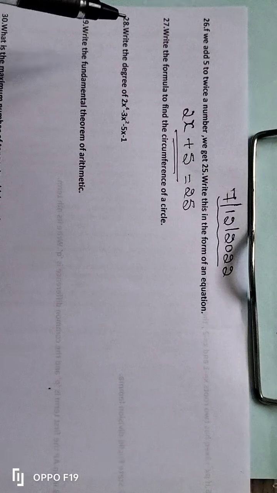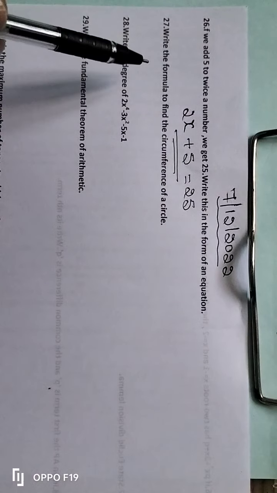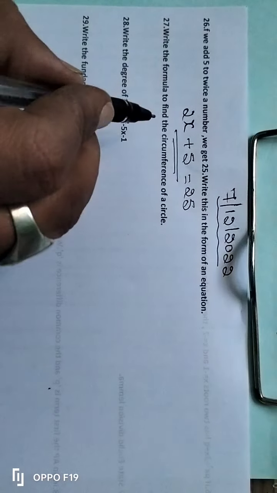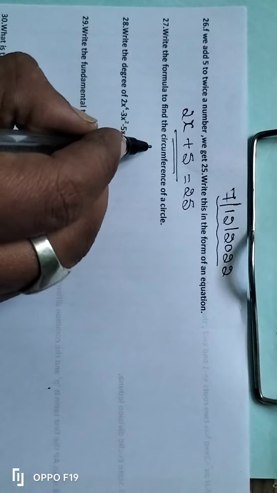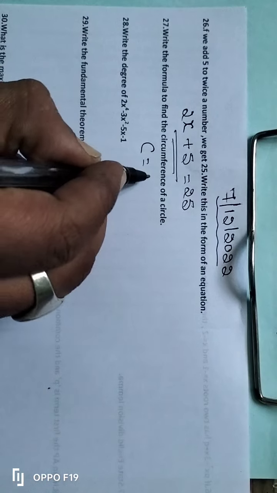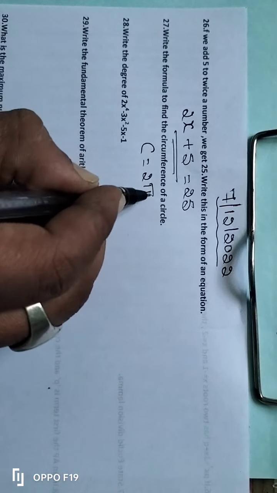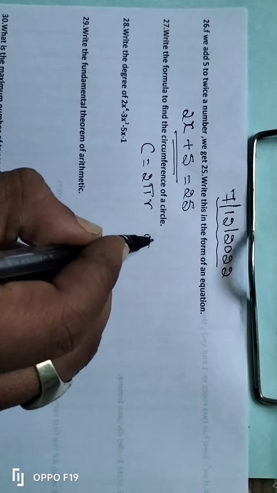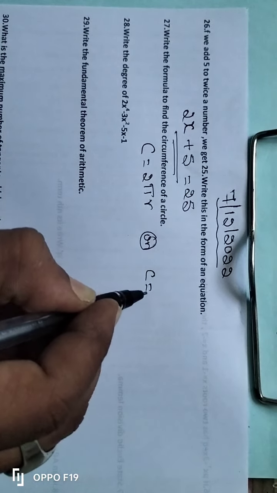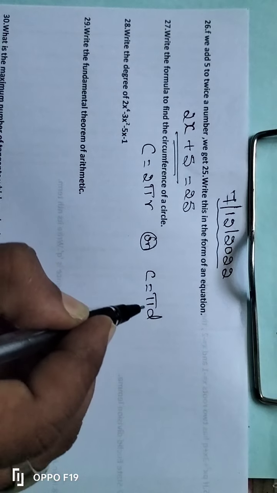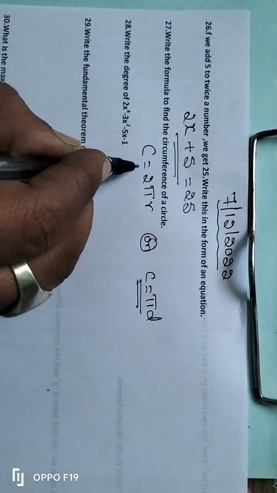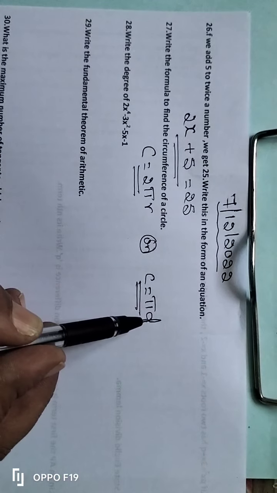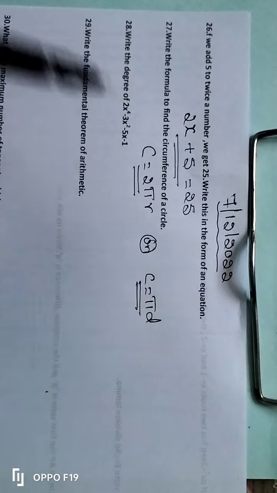Then 27th question. Write the formula to find the circumference of a circle. To find the circumference of a circle, we have to use the formula C is equal to 2 pi r. This we have to use when radius is given. And we can use another formula, that is C is equal to pi d when diameter is given. If the radius is given, 2 pi r. If the diameter is given, you have to use pi d.